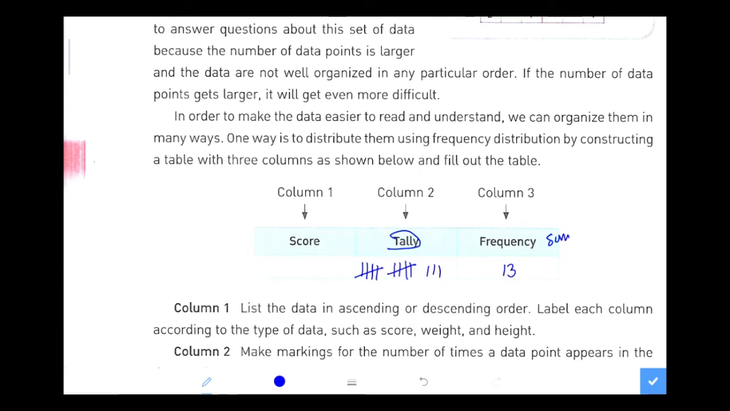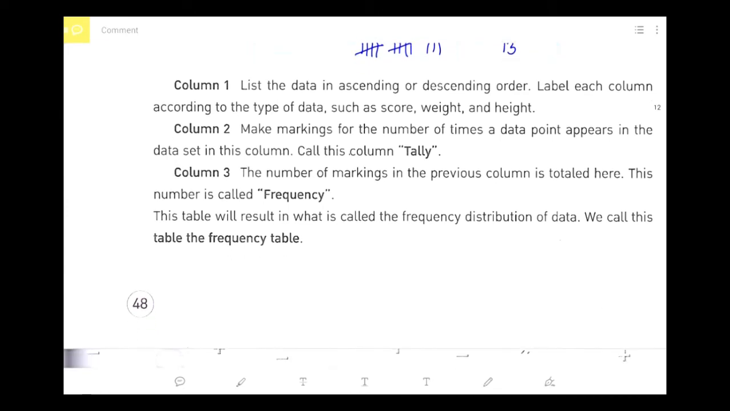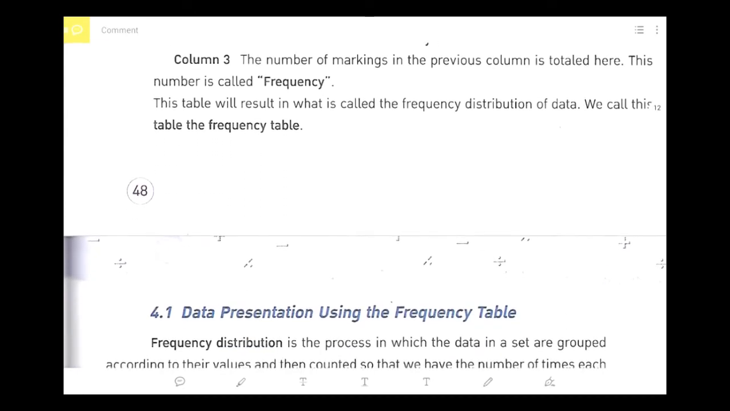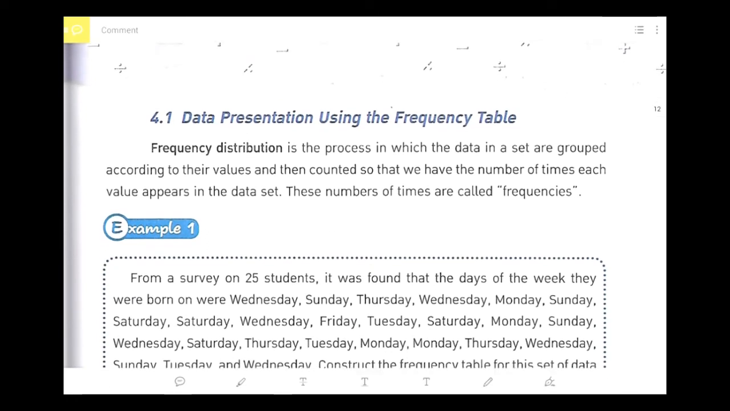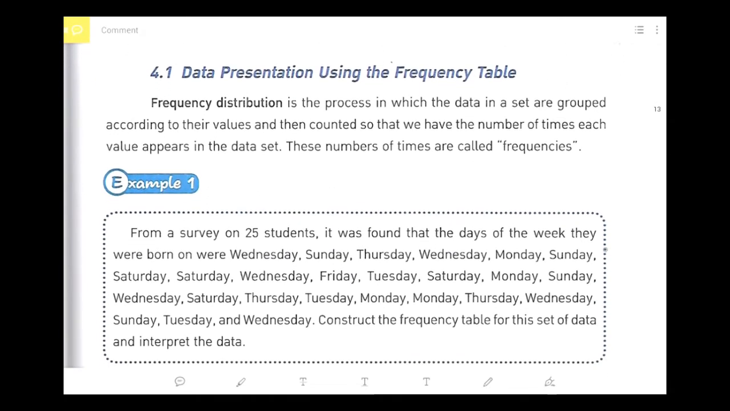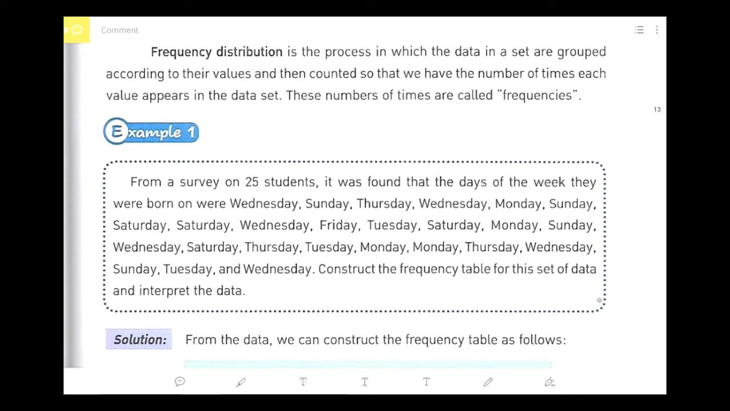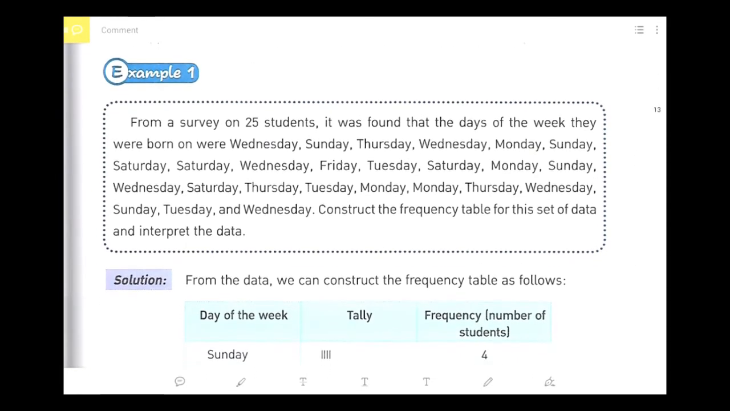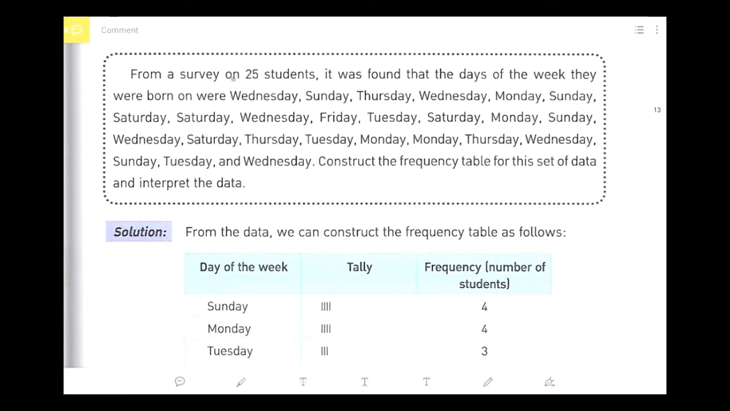So that's it. Okay, let's go down a little bit more. We will see the data presentation using the frequency distribution table. Okay, we are going to look at example number 1. It's from a survey on 25 students. It was found that the days of the week they were born on, right?